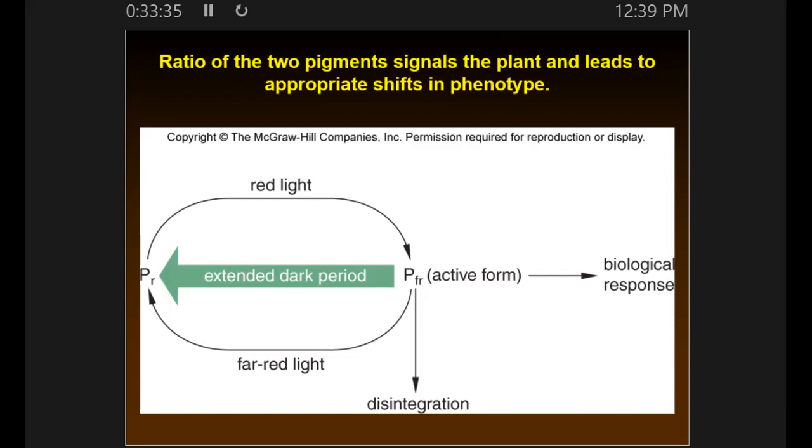Yeah, so if they're a shade-loving plant, if that's what they're adapted to, then they're fine with a lot of the P R form in their body. That's telling them, I'm in the shade. That's all right. That's what I'm adapted to. I'm fine.